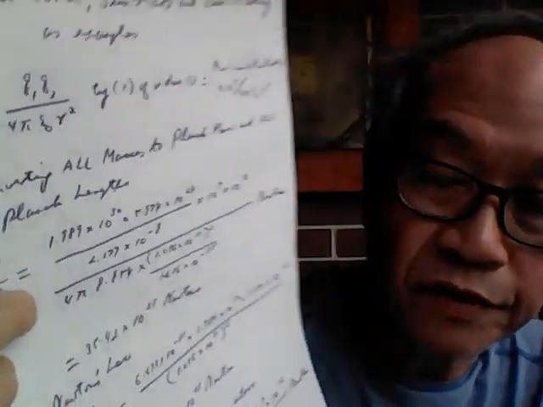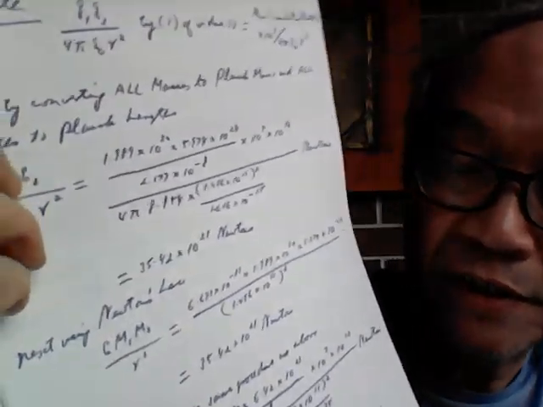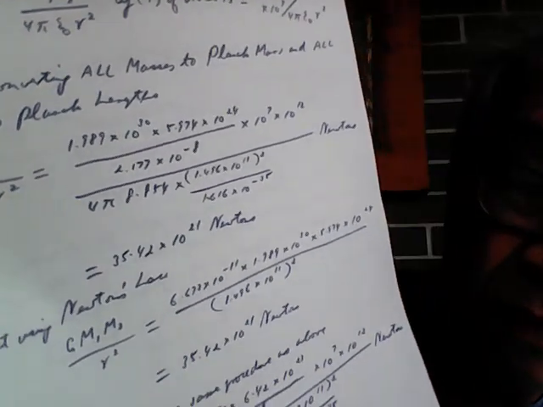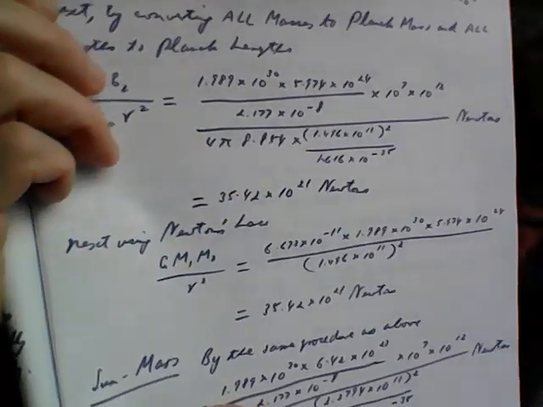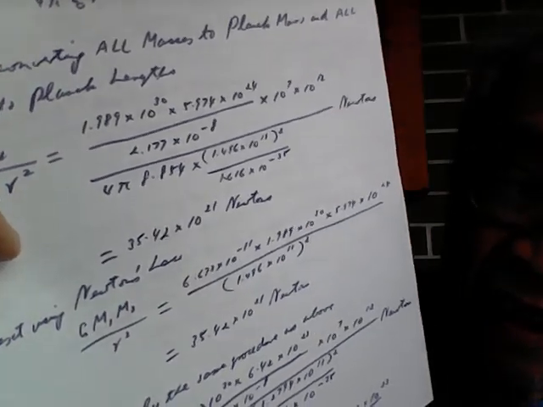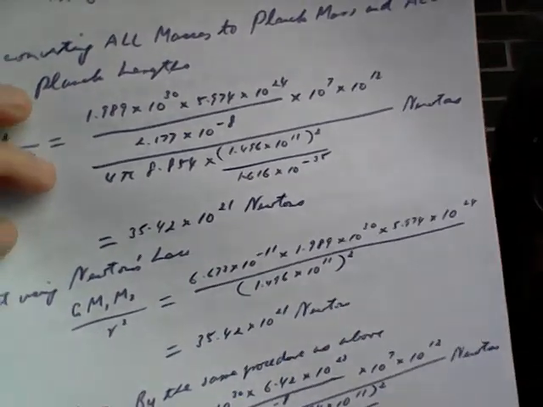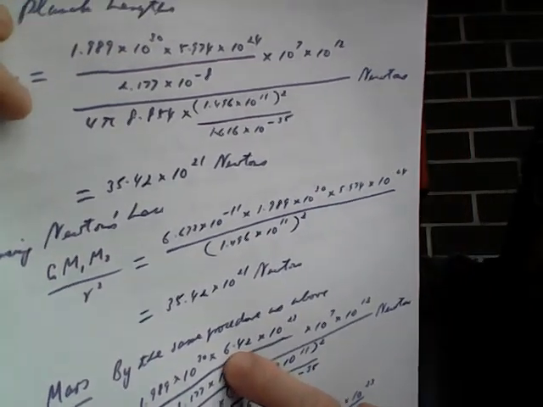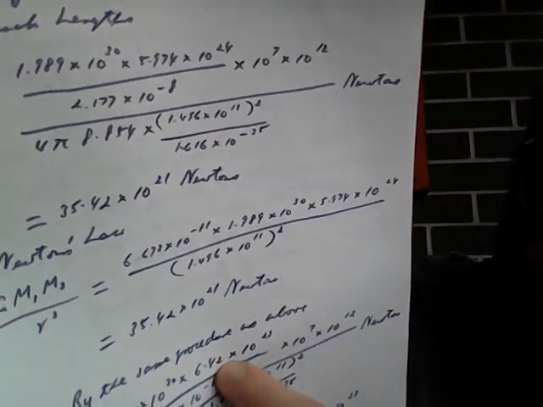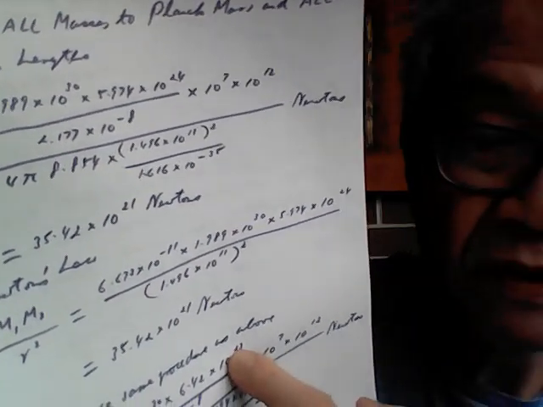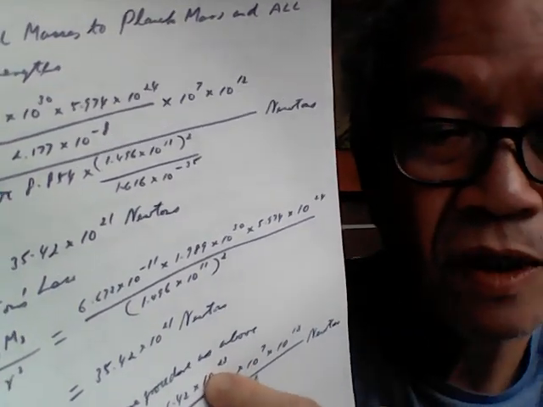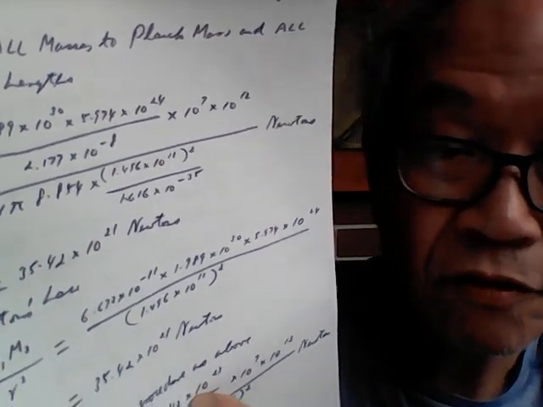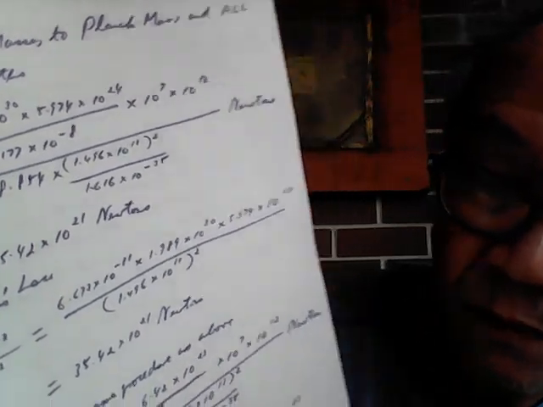Next, we use the sun's mass and the mass of the red planet, Mars. By the same procedure as above, just simplify this, not to repeat. Q1, Q2 is equal to 1.989 times 10 to the power 30 times 6.42 times 10 to the power 23. That's the mass of Mars. I also get it from the introduction to the new solar system.